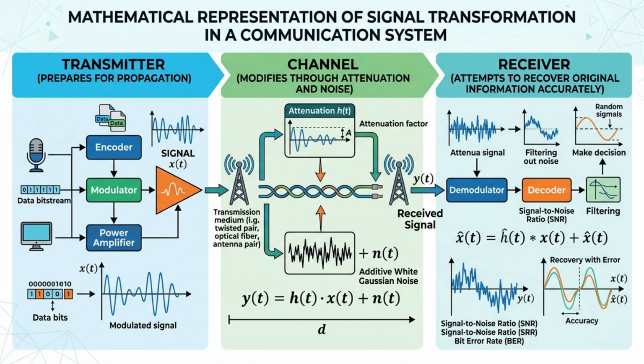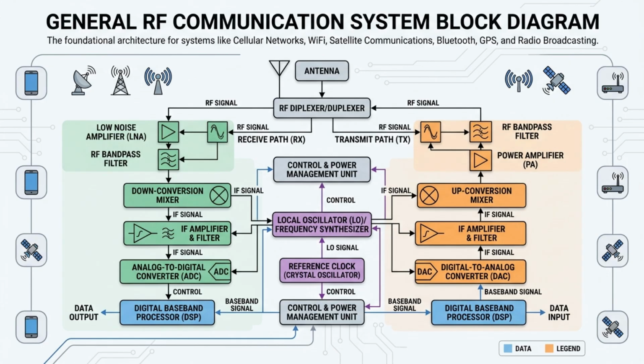Mathematically, each block transforms the signal in some way. The transmitter prepares it for propagation, the channel modifies it through attenuation and noise, and the receiver attempts to recover the original information as accurately as possible. The RF system block diagram serves as the foundation for nearly every communication technology. Cellular networks, Wi-Fi systems, satellite communications, Bluetooth devices, GPS receivers, and radio broadcasting systems all follow this same general architecture.